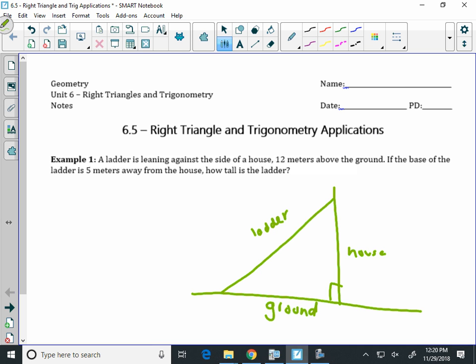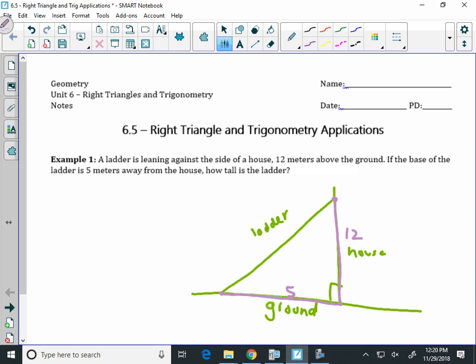The ladder is leaning against the house 12 meters above the ground. So here's the ground, here's the ladder. This whole distance is 12 meters. And it's saying that the base of the ladder is 5 meters from the base of the house. How tall or long is the ladder?